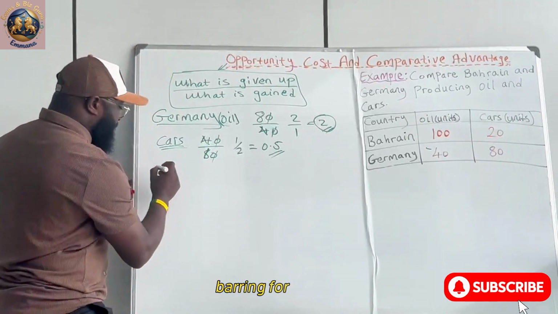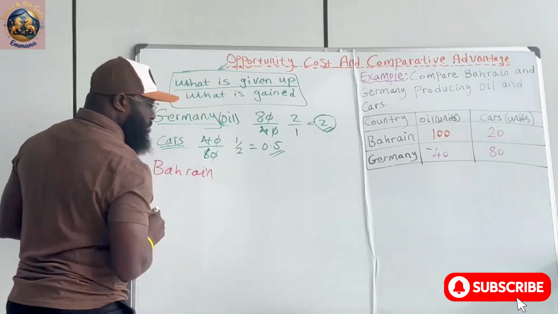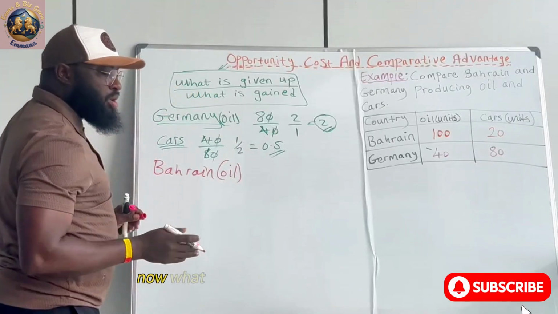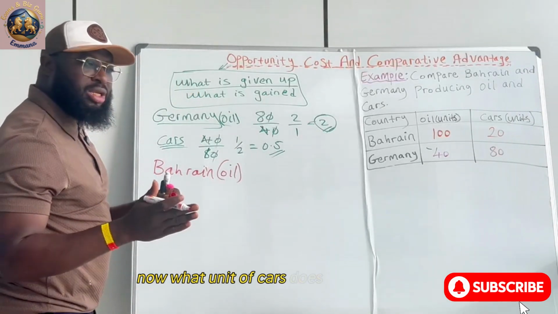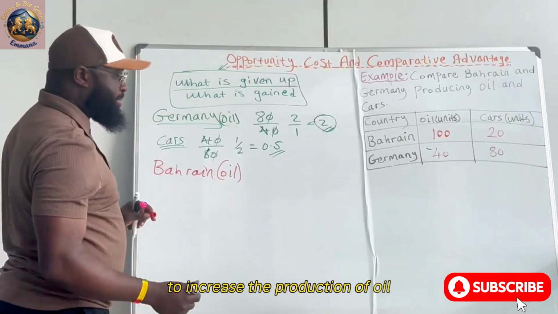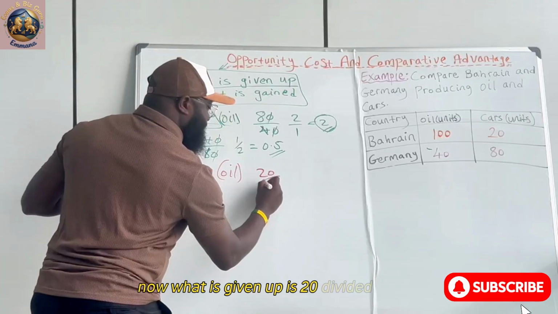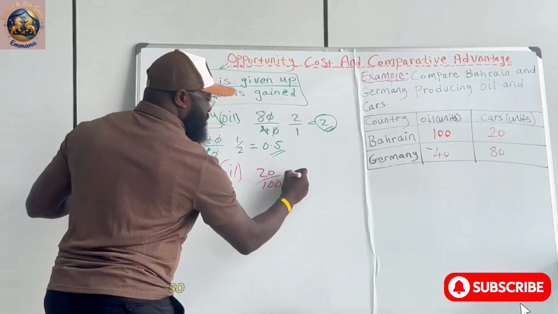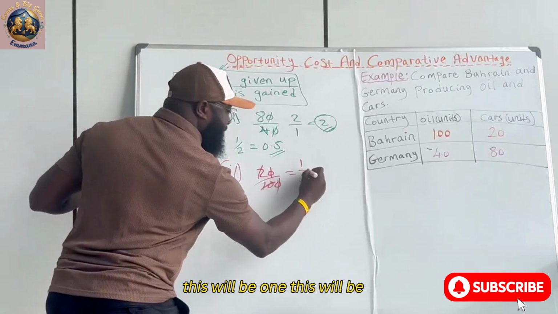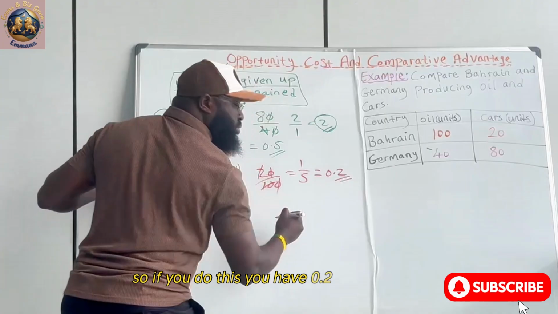Now, Bahrain. For Bahrain, we start also with oil. What units of cars does Bahrain need to give up to increase the production of oil? What is given up is 20 divided by 100. So this 0 here will cancel this 0. This will be 1, this will be 5. So if you do this, you have 0.2.